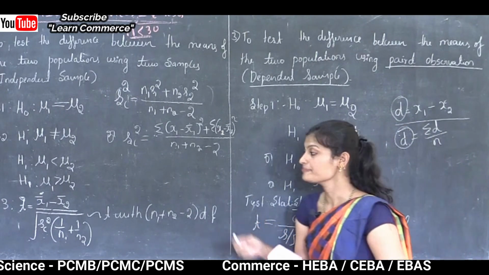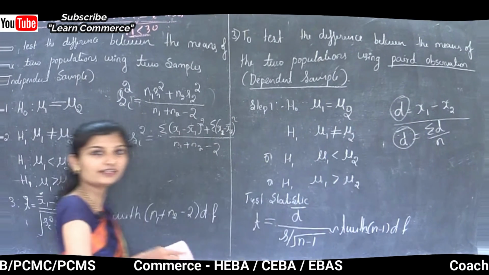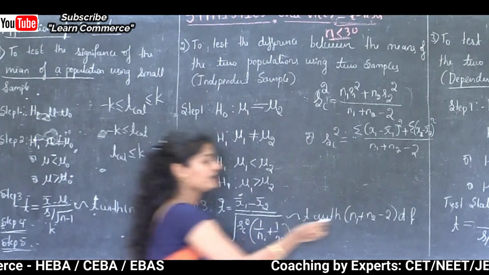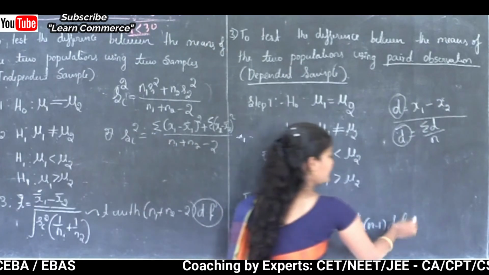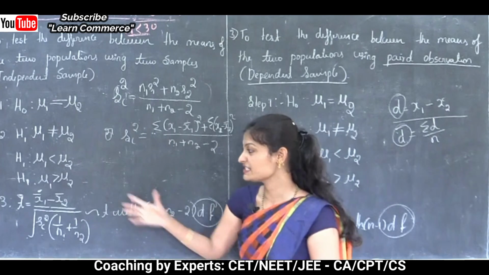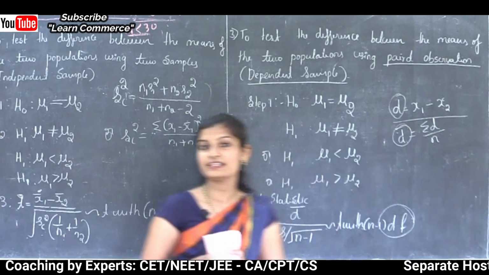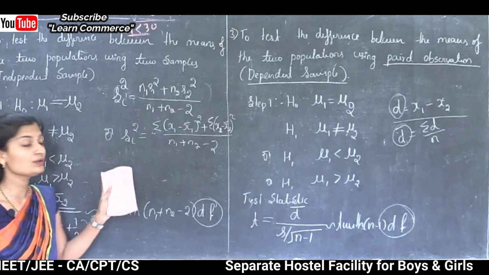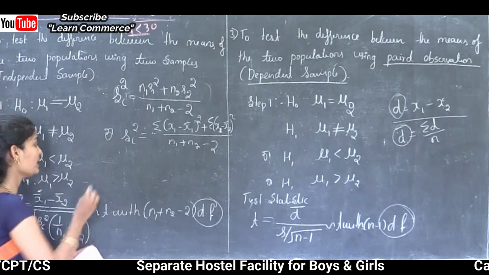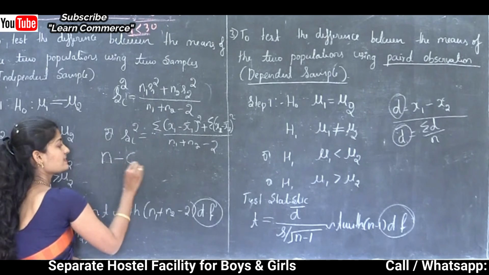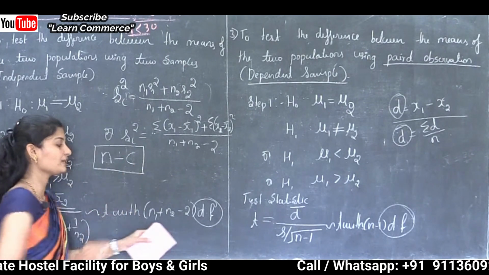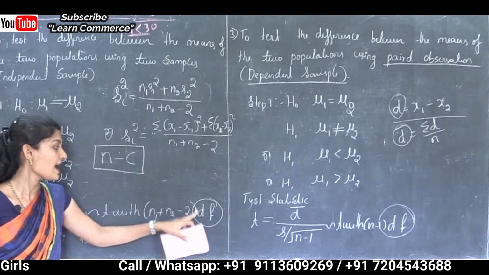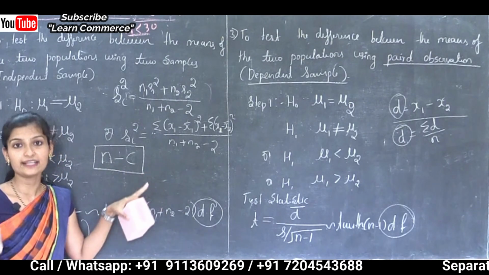Now you may have the question, what is degrees of freedom? I used degrees of freedom in several places. Degrees of freedom is the number of independent observations, and it is calculated using the formula n minus c. Here n is the sample size, and c is the number of independent constraints.